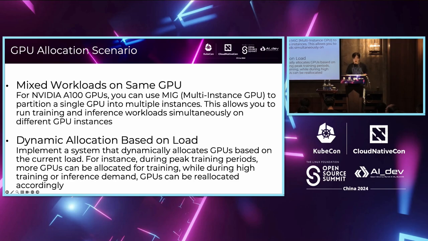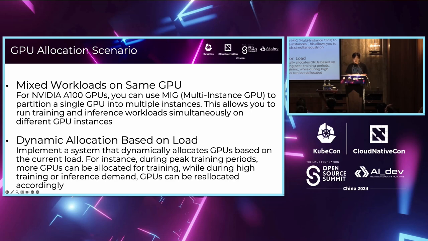Also, it supports mixed workloads on the same GPU. NVIDIA recently introduced the multi-instance GPU, which means that one single GPU can be partitioned into multiple instances.